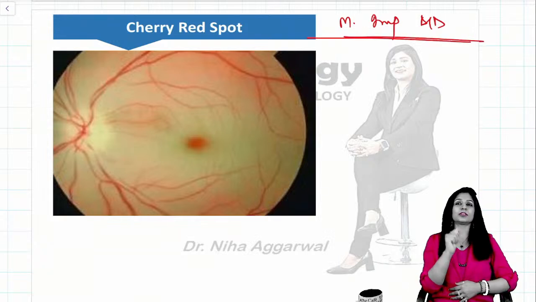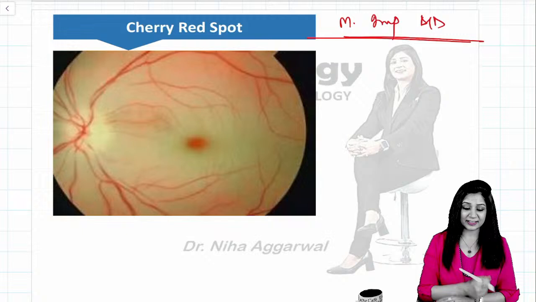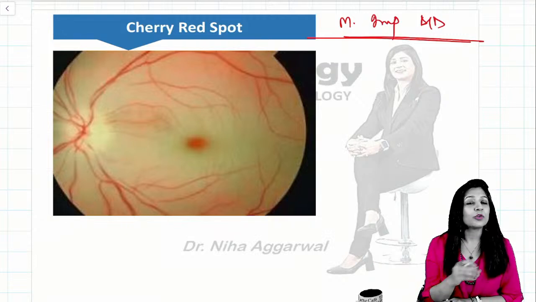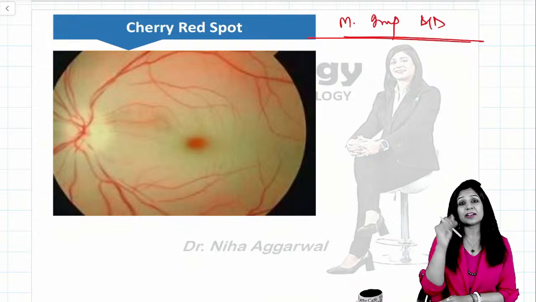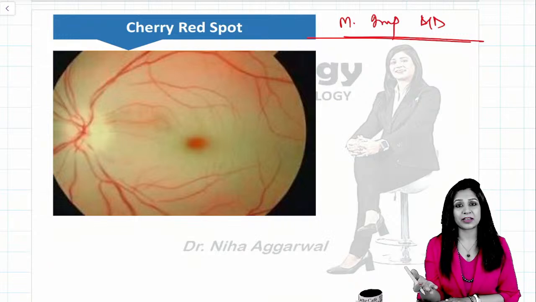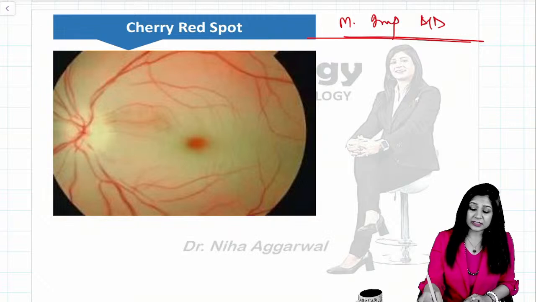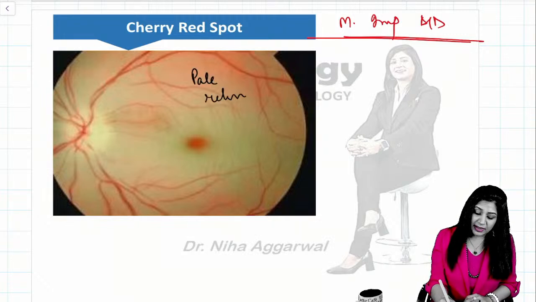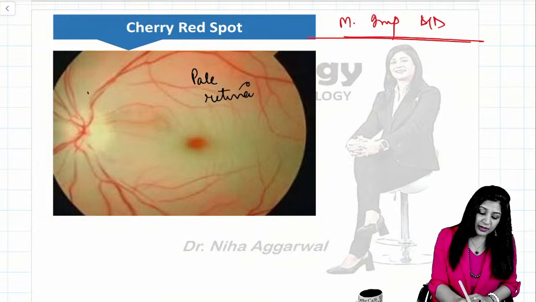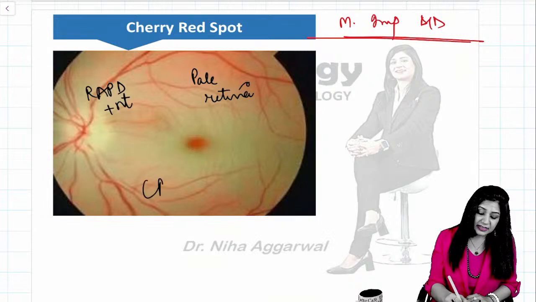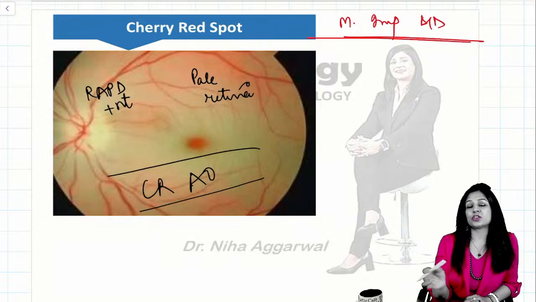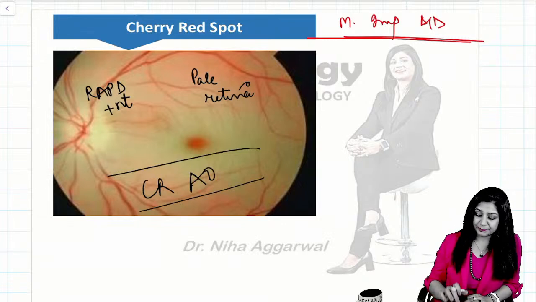Now, one more thing I wanted to tell you before, yes, Nancy has started writing scenario, but a cherry red spot can be found at so many places. So, looking at a cherry red spot, you cannot say it is scenario. You have so many things. Yes, if we have a pale retina, and we have a RAPD present, then I can say that this is CRO. So you have to always look at the other clinical features, only then can I comment on its cause.